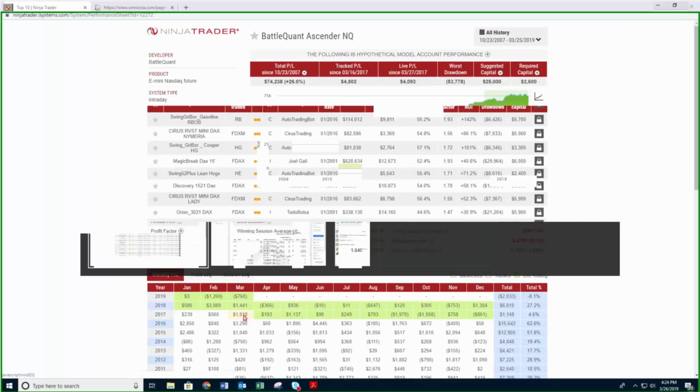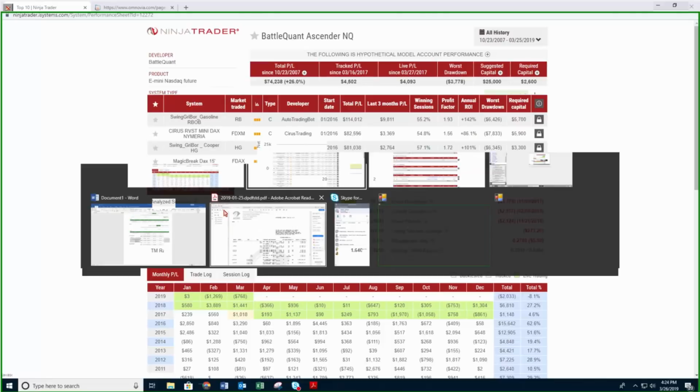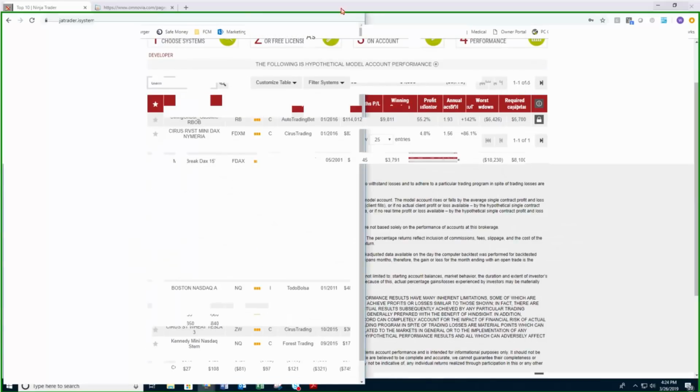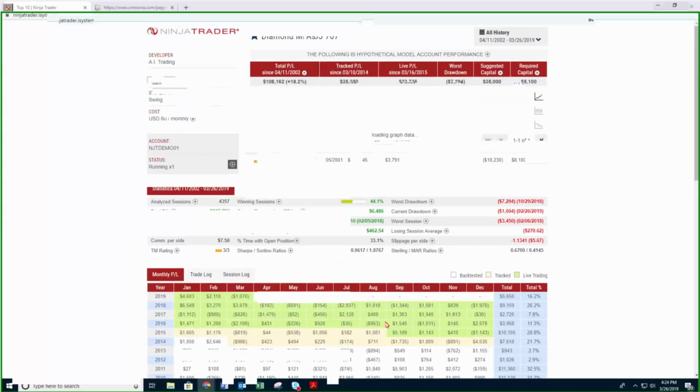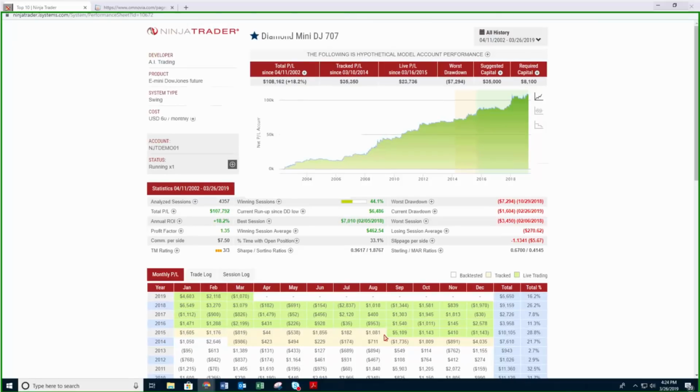So I think the Dow one, let me go back to it. For this system, it was on simulation for almost 1.5 years before someone decided to trade it. So it was live simulation, which is tracked, until someone went live.